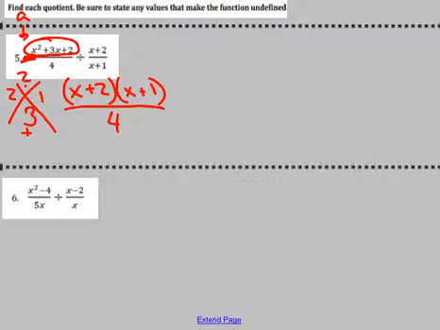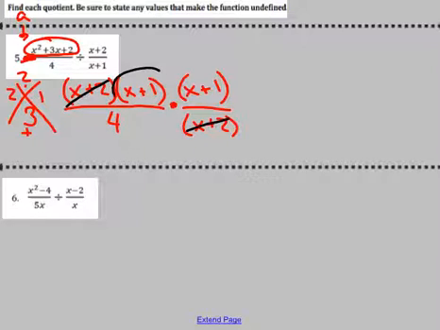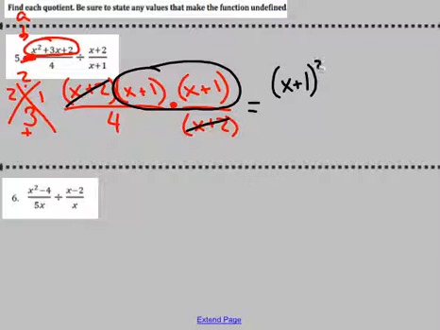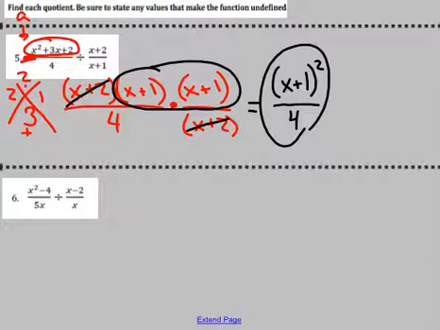Now I also need to copy, dot, and then flip that. And for some reason, I've always done parentheses around them, which you don't need to do. So x plus 2 and x plus 2, x plus 1, and x plus 1. Those do not cancel out. Those are in the numerator together. So actually, x plus 1 times x plus 1 is x plus 1 squared over 4. This is my final answer.